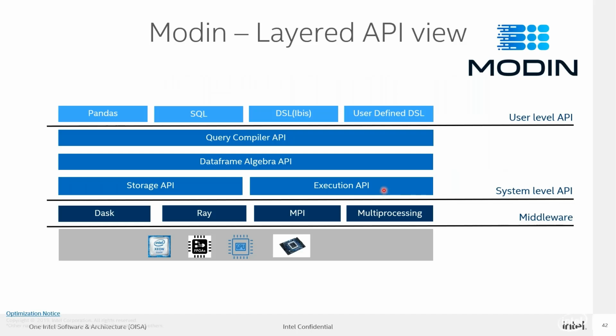System level APIs like Fusion API, Storage API, Data Frame Algebra API, Query Compiler API. And based on this system level API, it provides a user level API. But since the design that I just introduced is 100% compatible with pandas, you don't have to invoke the Modin API by yourself, but just use the pandas API.